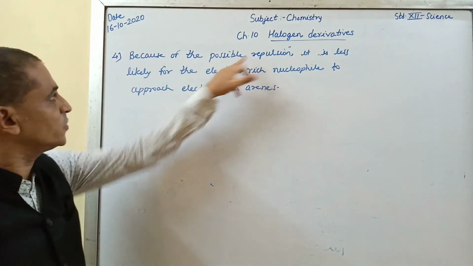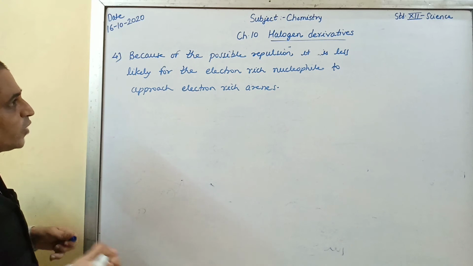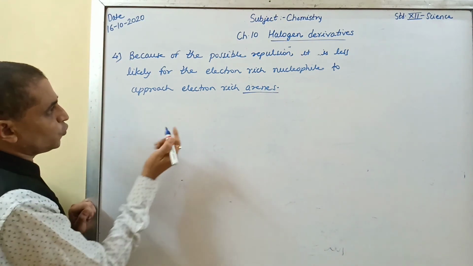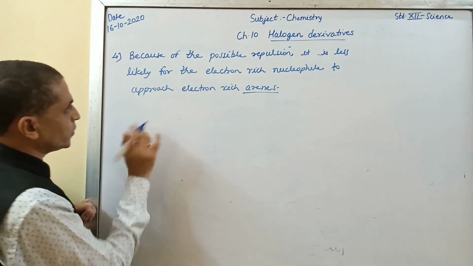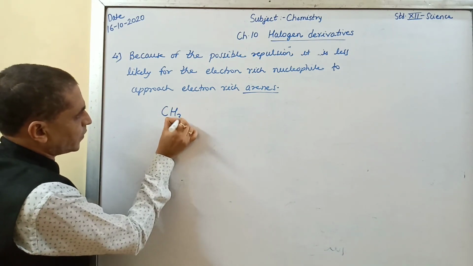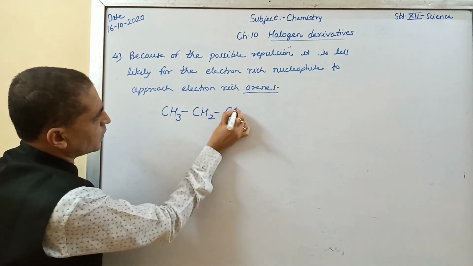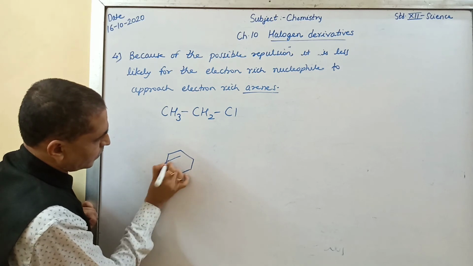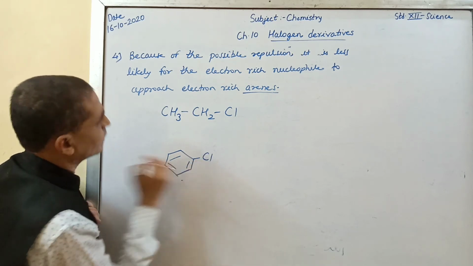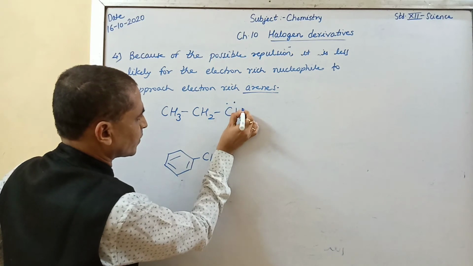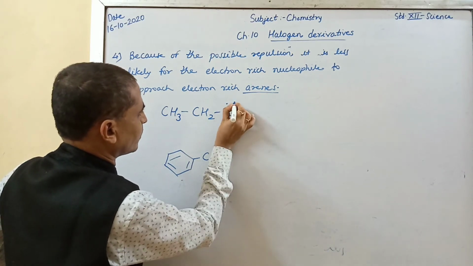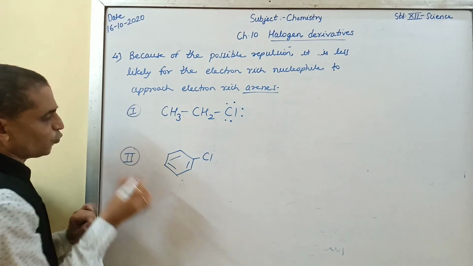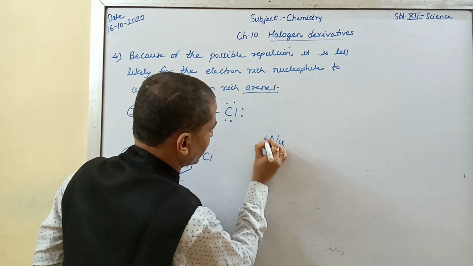Because of the possible repulsion, it is less likely for the electron rich nucleophile to approach electron rich ions. Now you know that the benzene ring is always electron rich. I am writing CH3CH2Cl, and here I am writing chlorobenzene. Case 1 and this is case 2. Here it is a nucleophile.